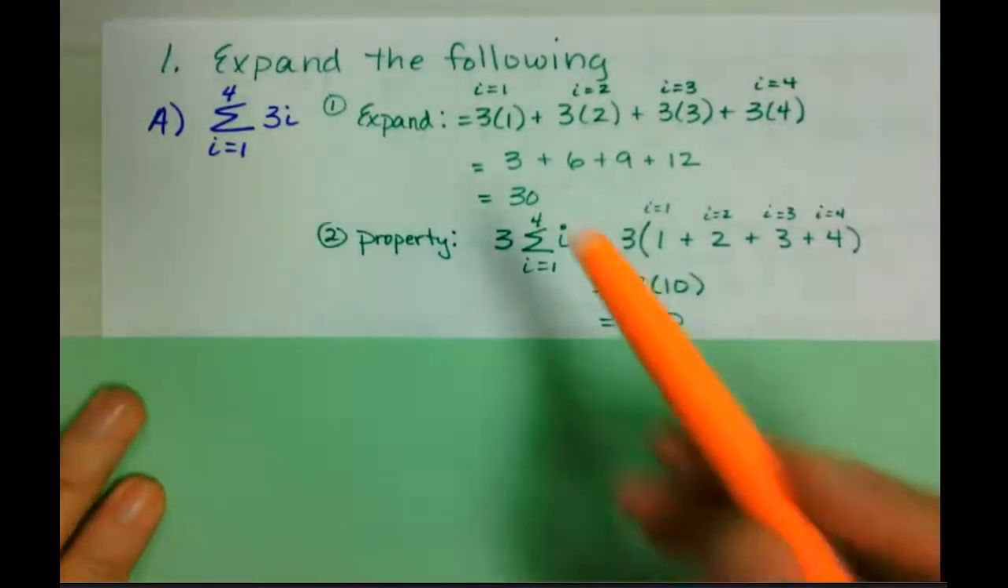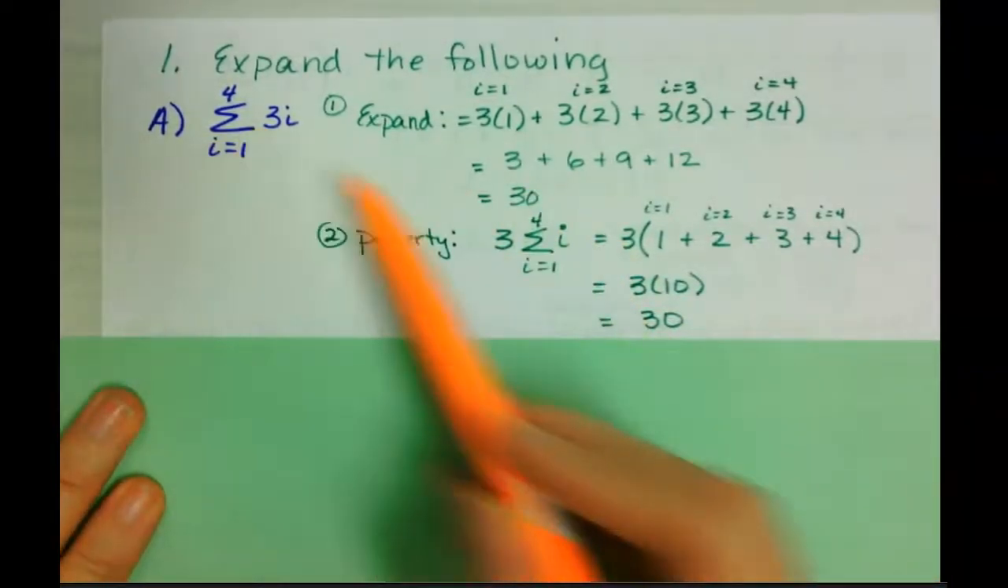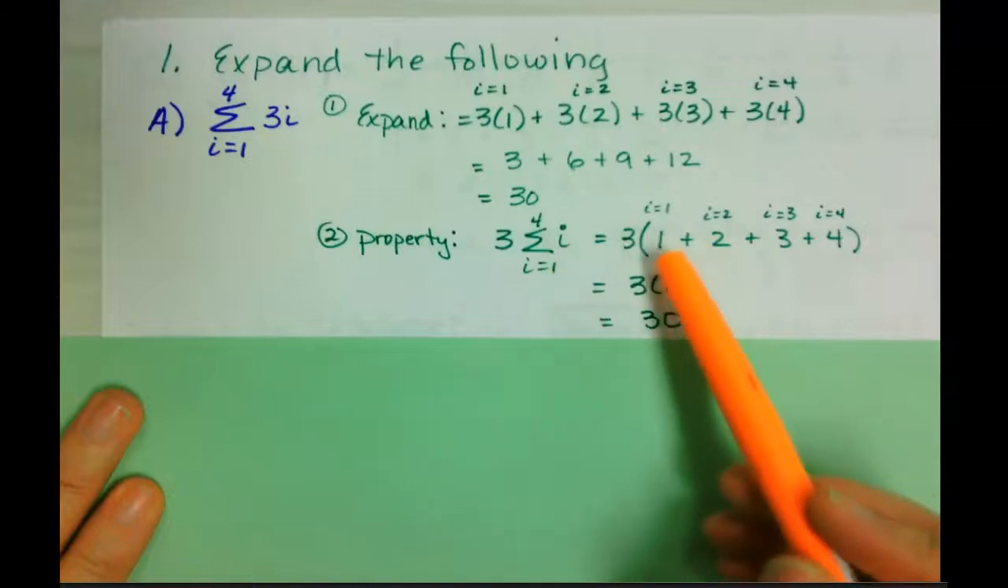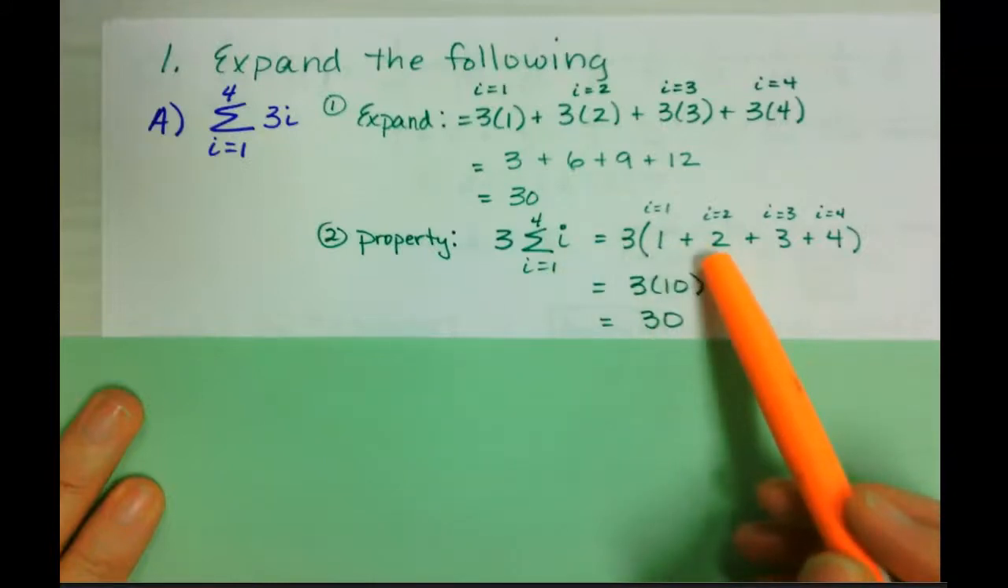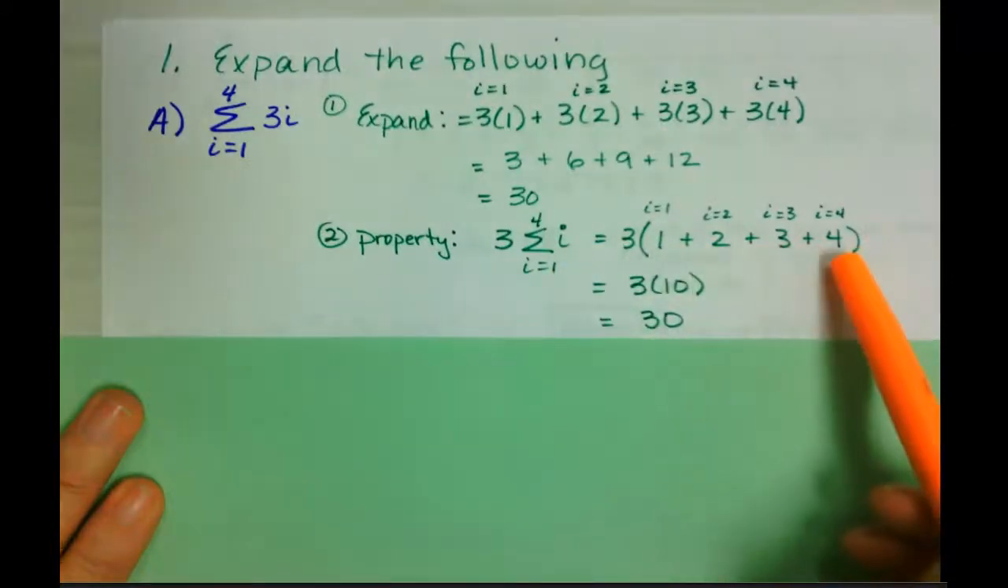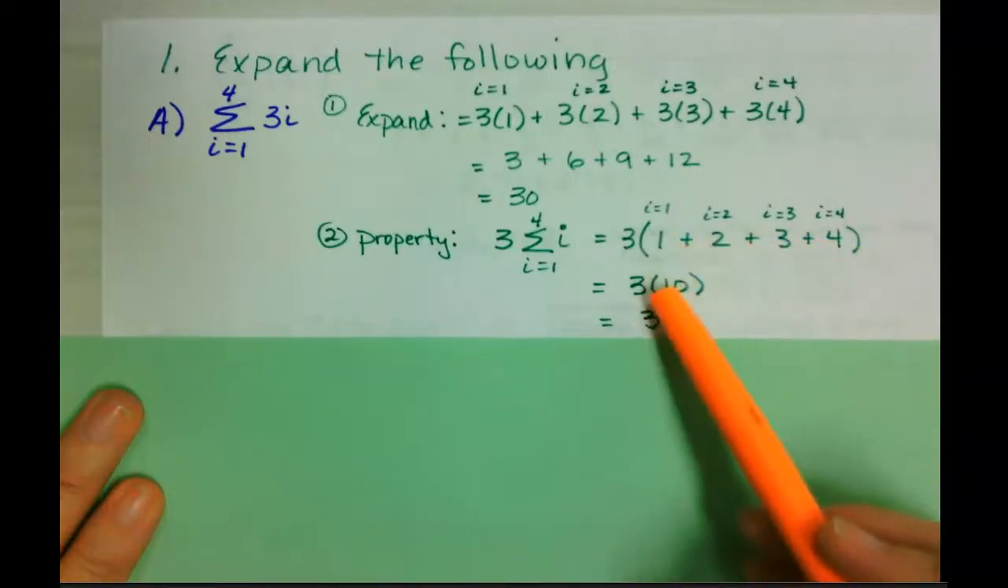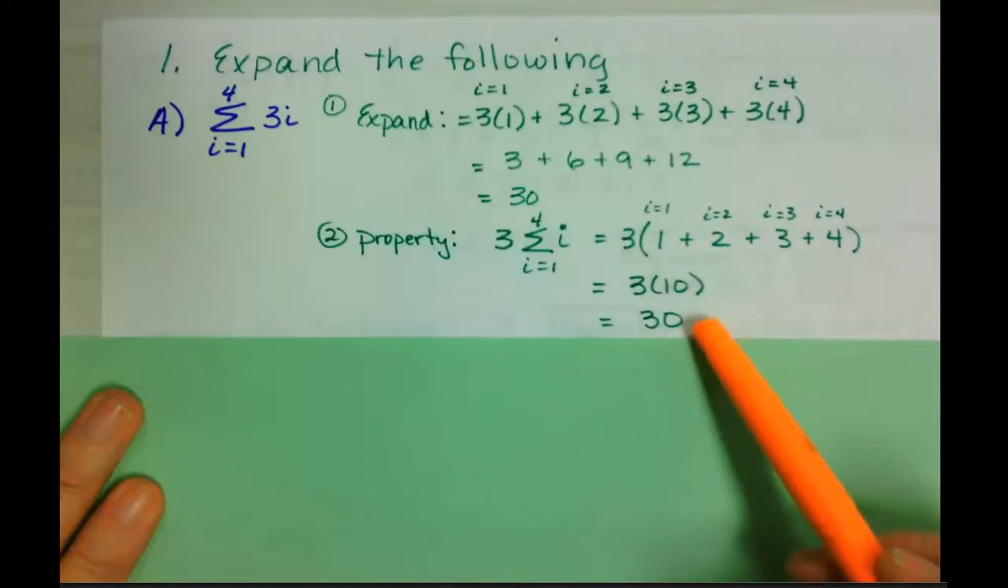If I use the property, then because 3 is a constant, I would pull the 3 out in front, and then I would evaluate from 1 to 4 with an I. So when I is 1, it's 1. When I is 2, it's 2. When I is 3, it's 3. When I is 4, it's 4. 4 plus 3 plus 2 plus 1 is 10. 3 times 10 gets me that same 30.